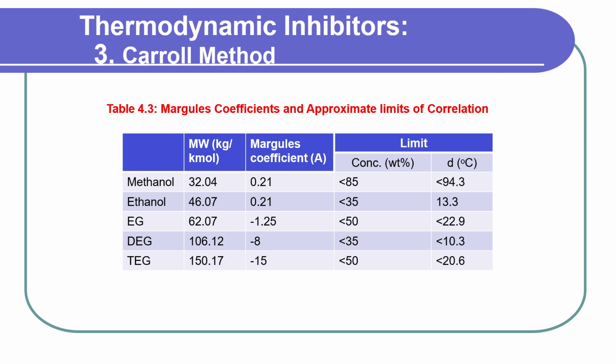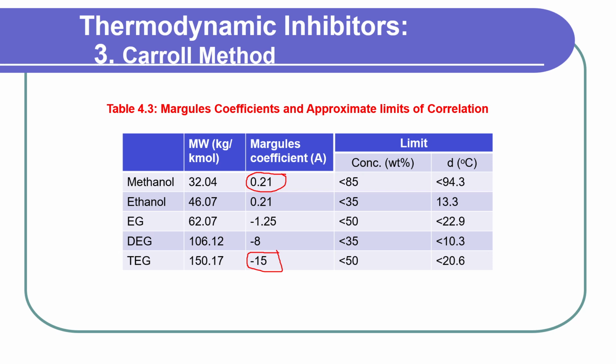This is the value for the Margell coefficient for methanol, for example: 0.21. For triethylene glycol, for example, the Margell coefficient is almost -15. But you have to keep in mind that this is based on a certain limitation. The limitation will normally be in the concentration.